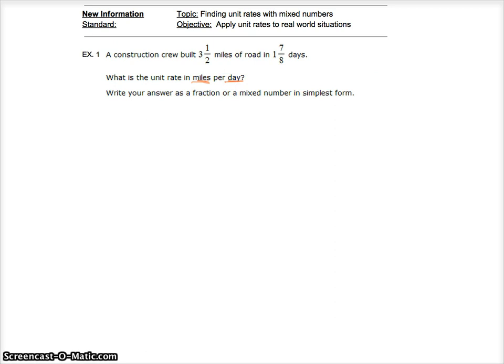So again, we find our very specific way of describing our word problem. Write your answers in mixed number in simplest form. So let's check out miles per day. So let's write out miles per day. Again, we're going to go through the process where we write out the rate. Change to division. And then finally, we find our unit rate by dividing.